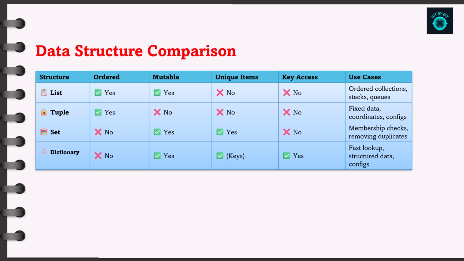Sets are unordered and only store unique items. They're best for fast membership checks and removing duplicates. Dictionaries store key-value pairs, allowing fast access using unique keys. They are ideal for structured or labeled data. Choose your data structure based on your specific use case and requirements.